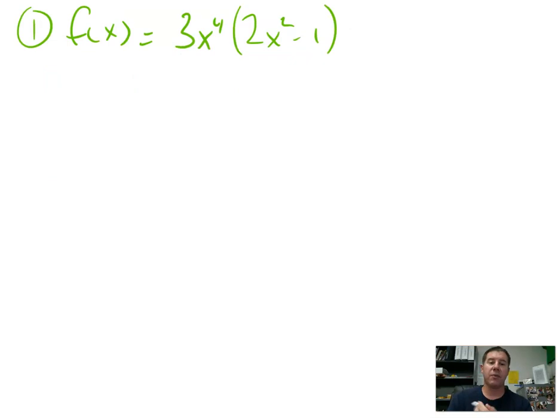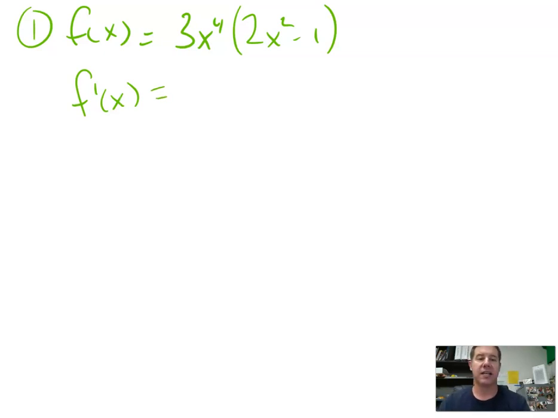On this problem, you totally could distribute and then take the derivative, and it probably would be easier than what we're about to do. But the point of tonight's homework is to practice the product rule, so that's what we're going to do. If I want to find the derivative of f, I have two functions multiplying by each other: one being 3x to the fourth, the other one being 2x squared minus 1.